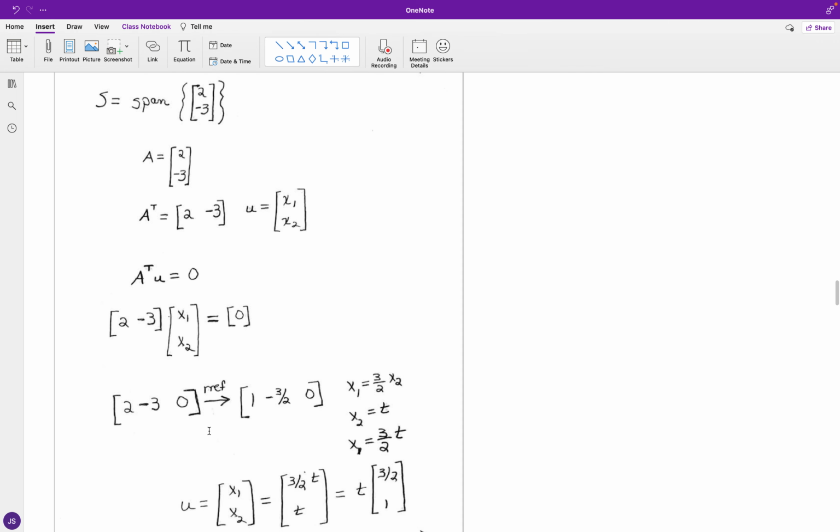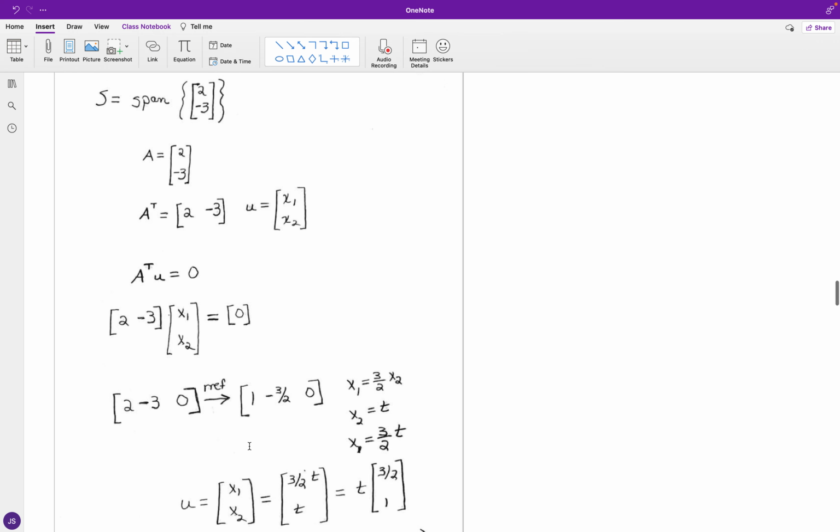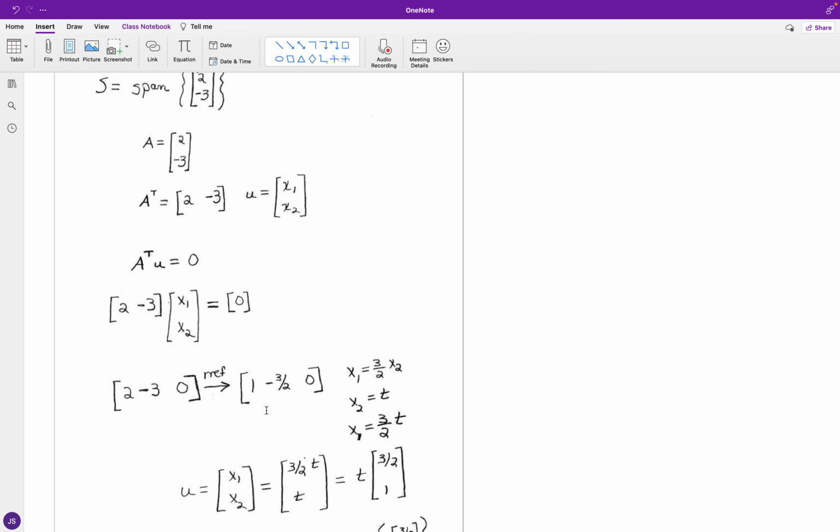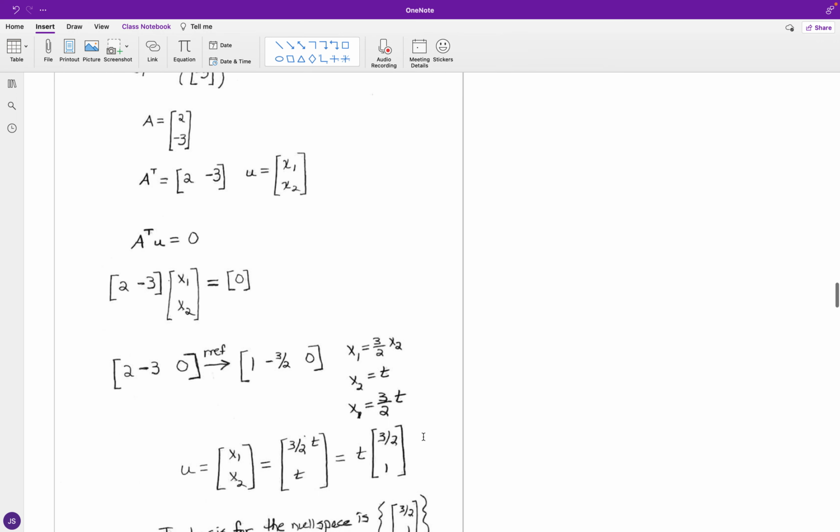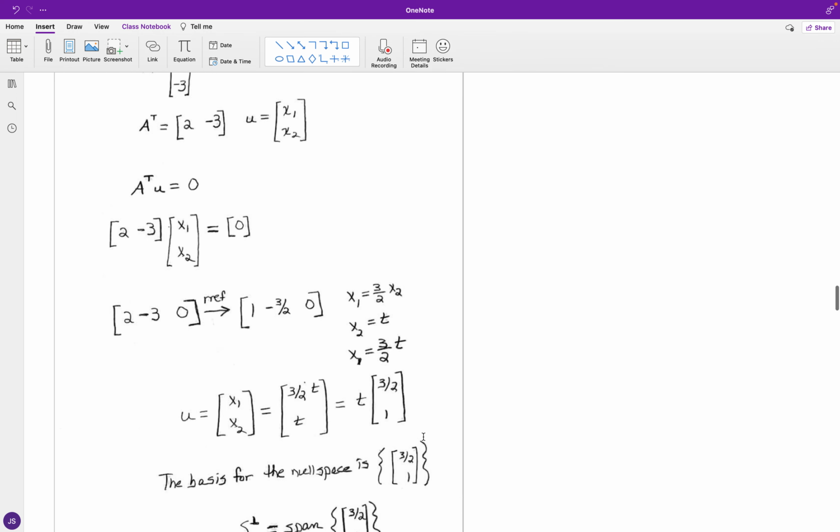So you have 2, negative 3, 0, and putting in reduced row echelon form, we're going to have 1, negative 3 halves, and 0. And so we'll have x1 equal to 3 halves of x2, since x1 minus 3 halves of x2 is equal to 0. So x2 is going to be a free variable, and we're just going to set this equal to t. If x2 is equal to t, well, x1 is equal to 3 halves of t. And looking for what we have for the null space.